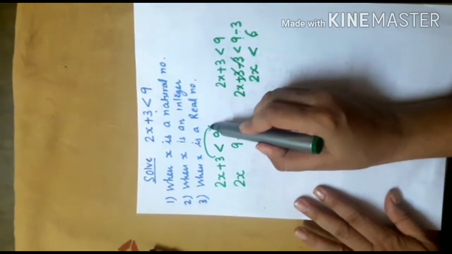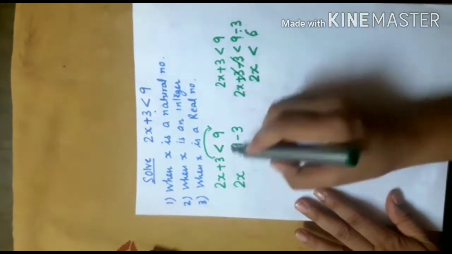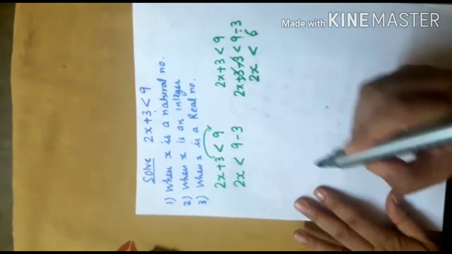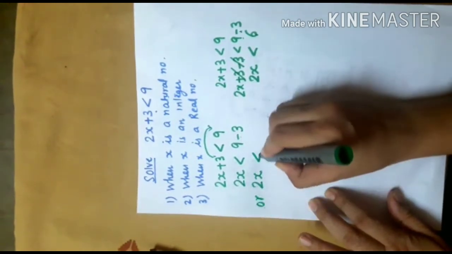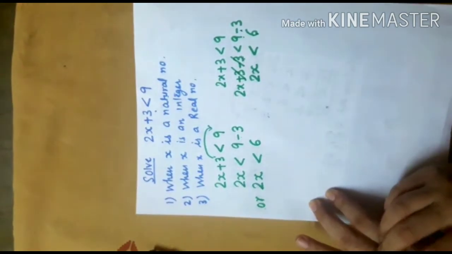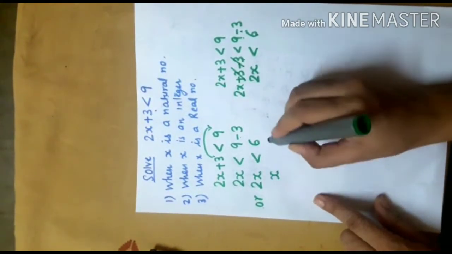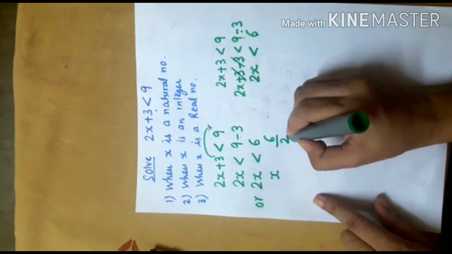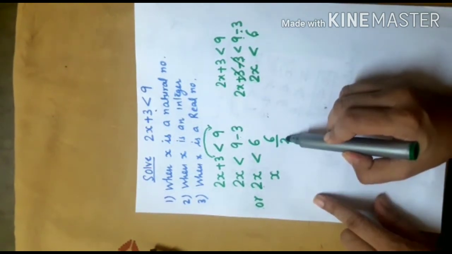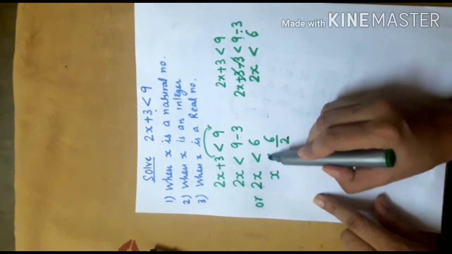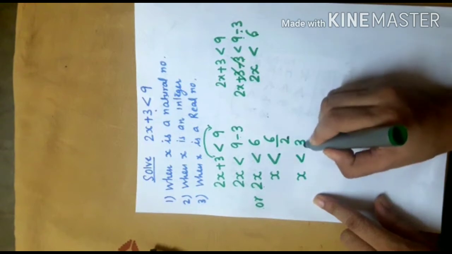3, when transposed to the right hand side, will get minus 3. Right? And the sign of inequality will not change. So I'll get 2x is less than 6. Right? Now I have to get the value of x. So x will be 6 over 2. Now please note, I have divided by a positive number, so the sign of inequality will not change. So I'll get x is less than 3.